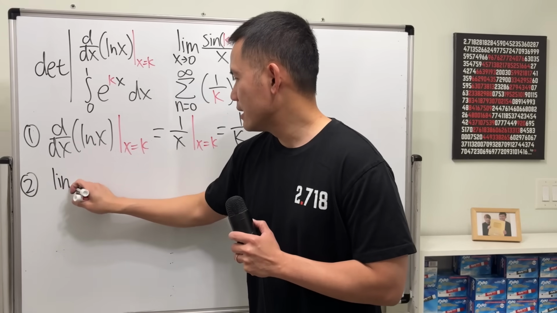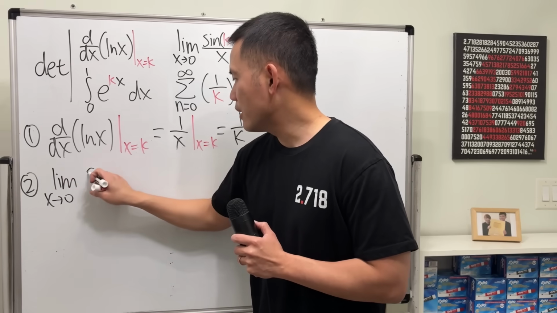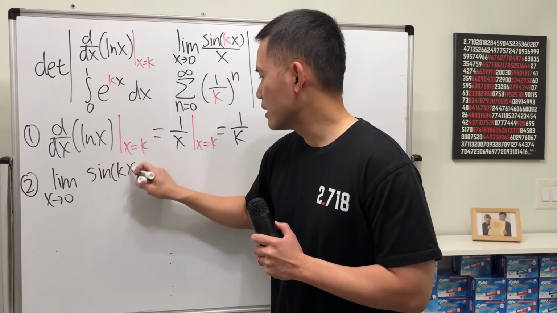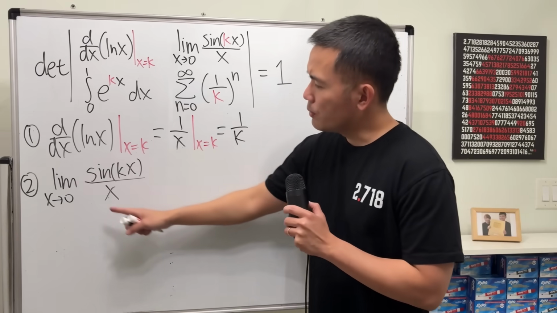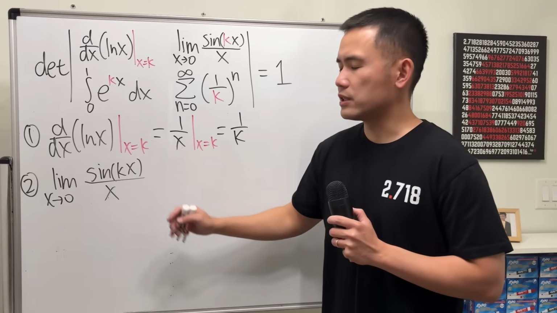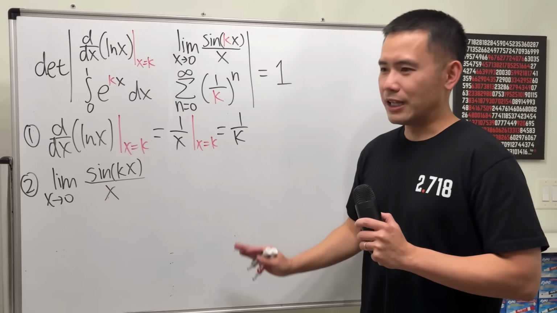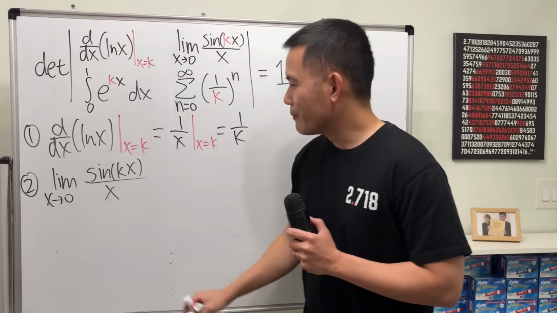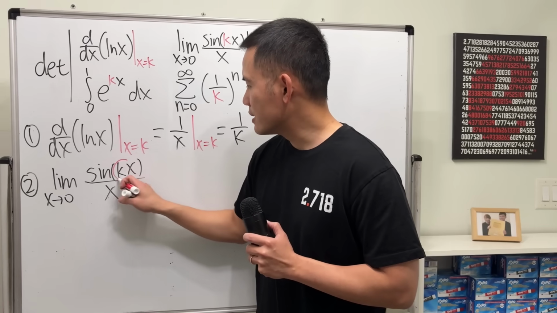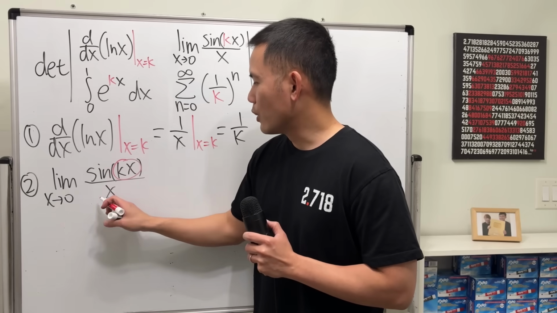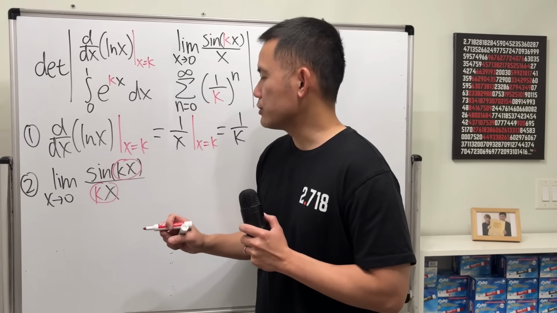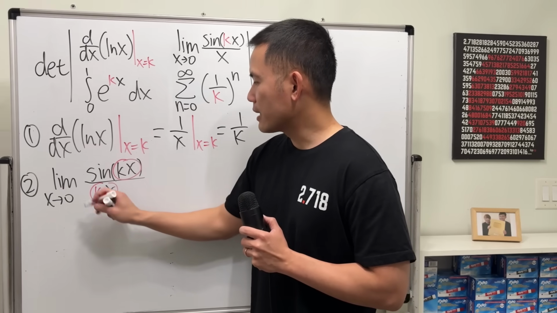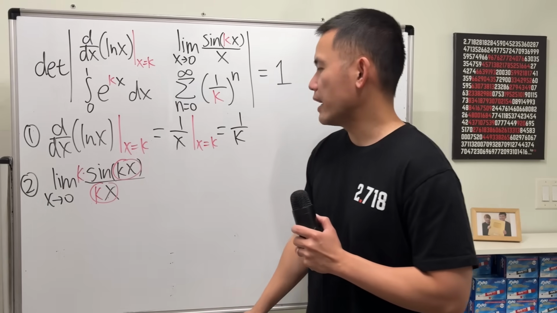Now the second component is this. We have the limit as x approaching 0 of sine of kx over x. And I know if we plug in 0 into all the x's, we get 0 over 0, but do not use L'Hopital's rule. Here's a much better way to do it. Let's go ahead and match coefficients. We have k times x, so we should also have a k right here, right? So that this and that can match. But if I multiply the bottom by k, we will also have to multiply the top by k.